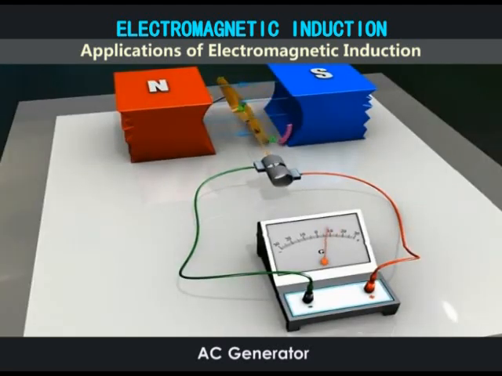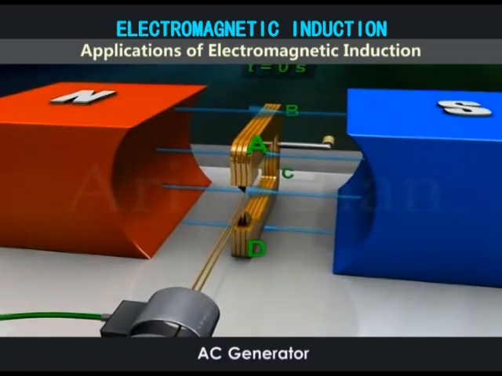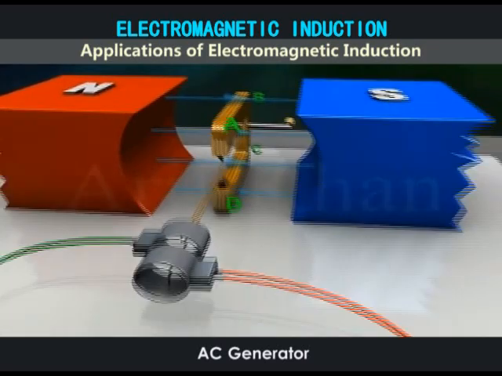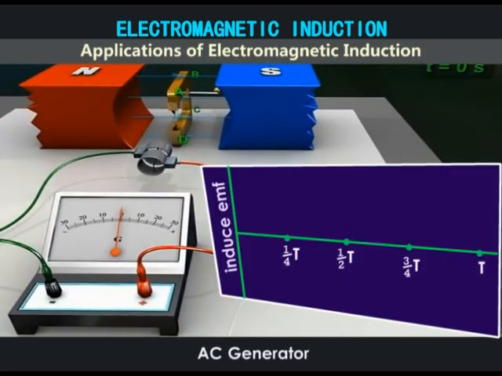Suppose the armature takes t seconds to complete one rotation clockwise. At time t equals 0 seconds, the armature ABCD is vertical with the arm AB up and arm CD down. At this position, when the armature rotates, the rate of change of magnetic flux is momentarily 0. Hence, the induced EMF at this position is 0. During the first quarter rotation, the induced EMF increases.